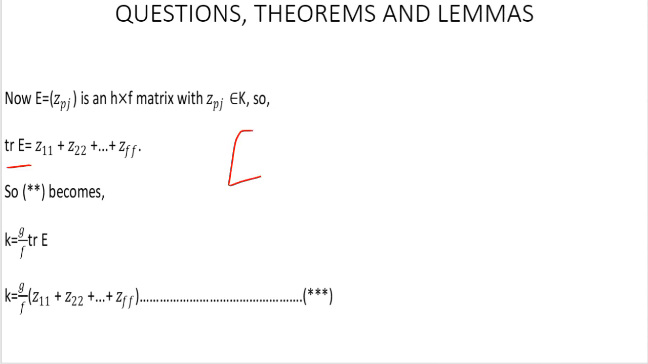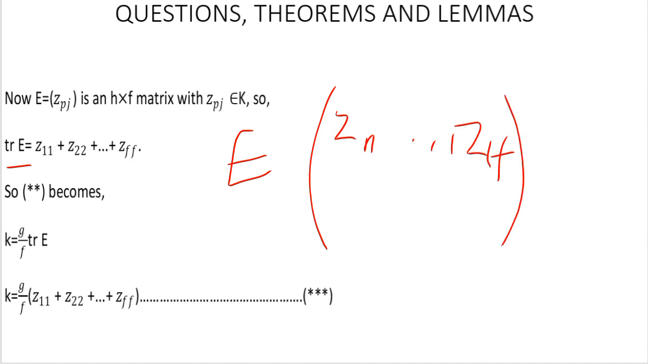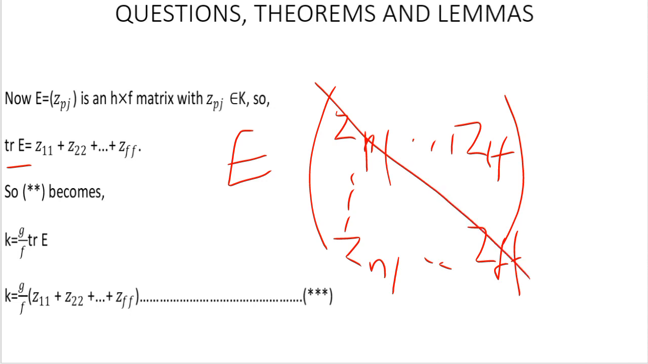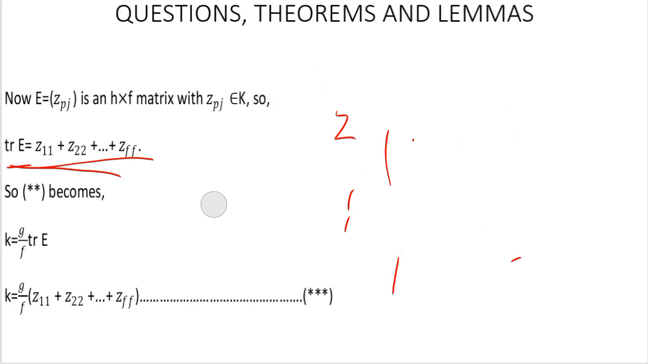E, we know now, is a matrix with entries Z11 all the way to Z1F, go down to Zn1, all the way to ZFF. Remember, this is 1, 1, right? So if you're summing, that's a trace. Trace is the sum of diagonal, right? So that's how we got trace of E to be. So this is E. That's how we got the trace of E to be this. Okay. So now we know what the trace of E is. So the trace of E we have found.